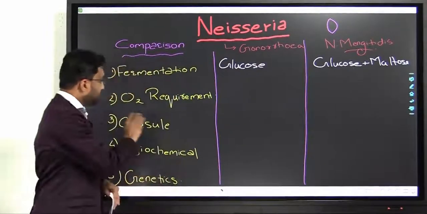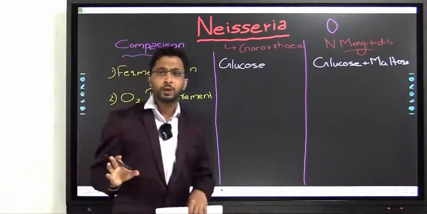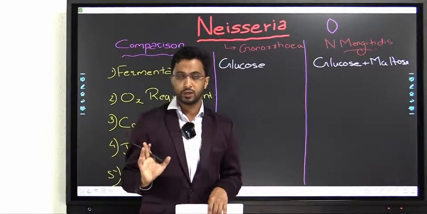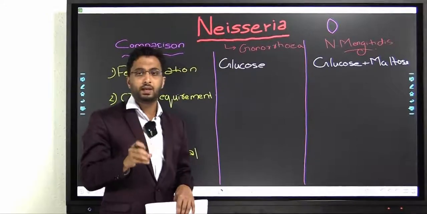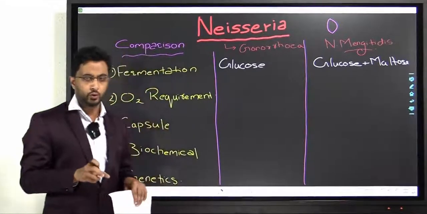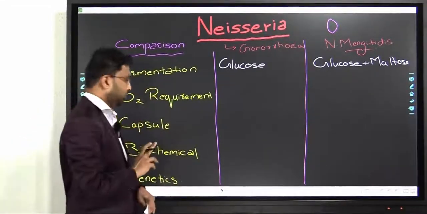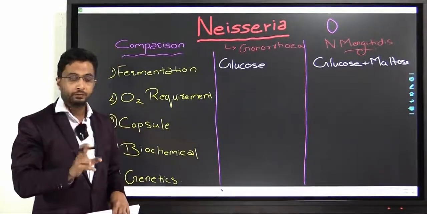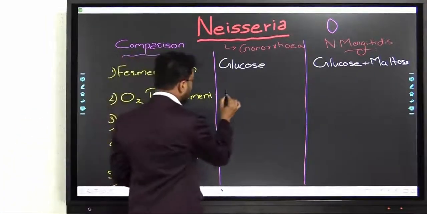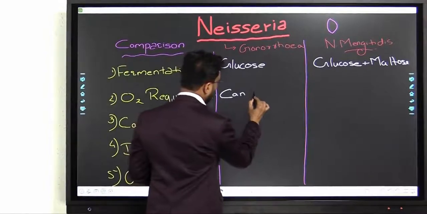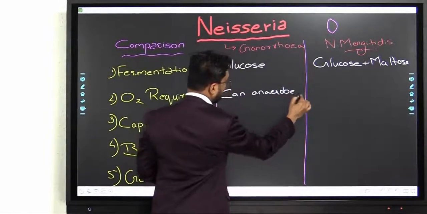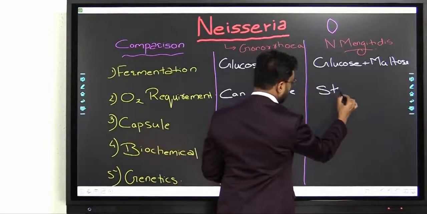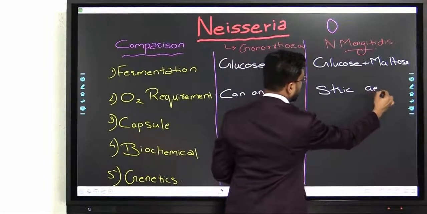Now oxygen requirements. Note that both of them are aerobes. They require very typical conditions to survive. We'll go into details of that, but note that both of them are aerobes, but the difference is that gonorrhoeae can survive anaerobically, whereas meningitidis are strict aerobes.